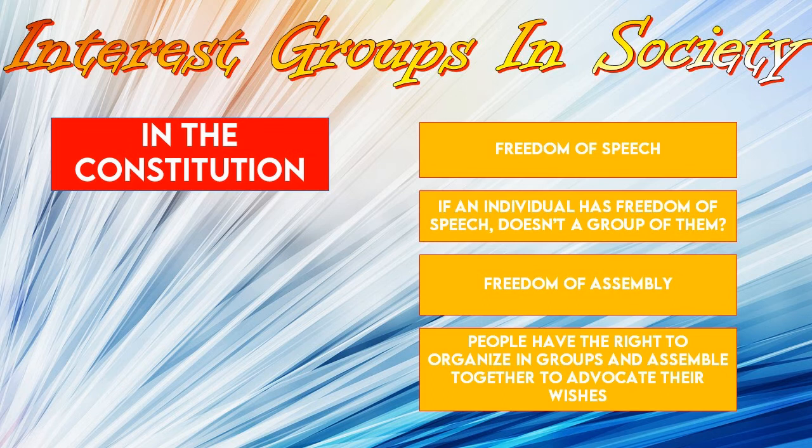Freedom of assembly is the right to peacefully assemble together. That allows us to organize in groups. So these two parts of the First Amendment together, the freedom of assembly and the freedom of speech, allow groups of people to advocate for political ideas and policy preferences. Because we can get together in groups and advocate for our wishes, that is the basis of an interest group. That's exactly what an interest group does. So because of the First Amendment, interest groups are allowed to exist and allowed to express their policy preferences.